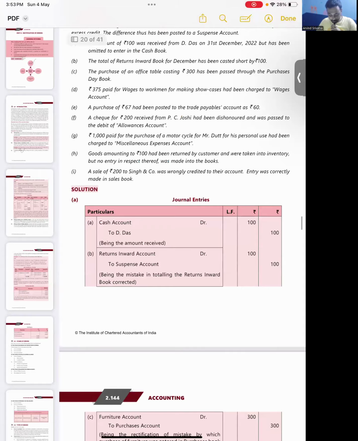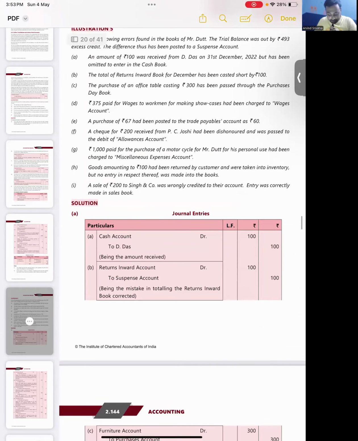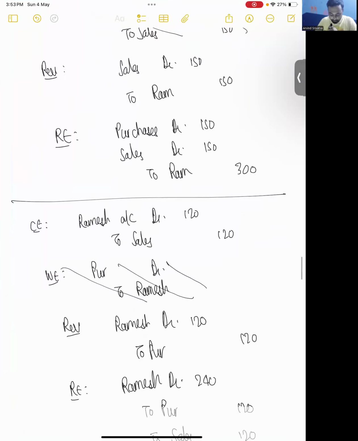Perfect, sir. So subdivision E: purchase of 67 has been posted to the trade payables account as 60. Read this carefully, guys. Purchase of 67 has been made, so the purchases account they have posted correctly. The mistake has been made only in the trade payables account. So what is the entry you will pass in purchases? Let's look into it.